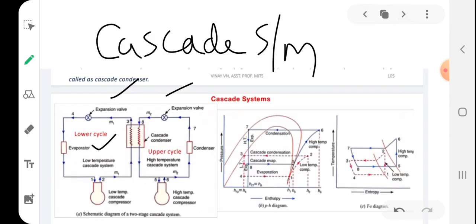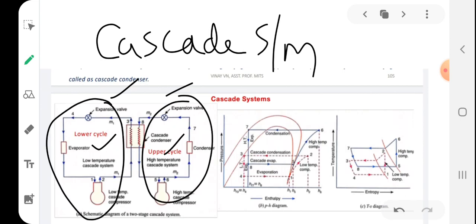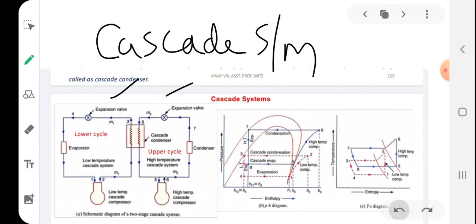So here there are two cycles, lower cycle and upper cycle. This is a vapor compression system. This is another vapor compression system. So the peculiarity is that the condenser of this lower cycle vapor compression system acts as evaporator for the second cycle.